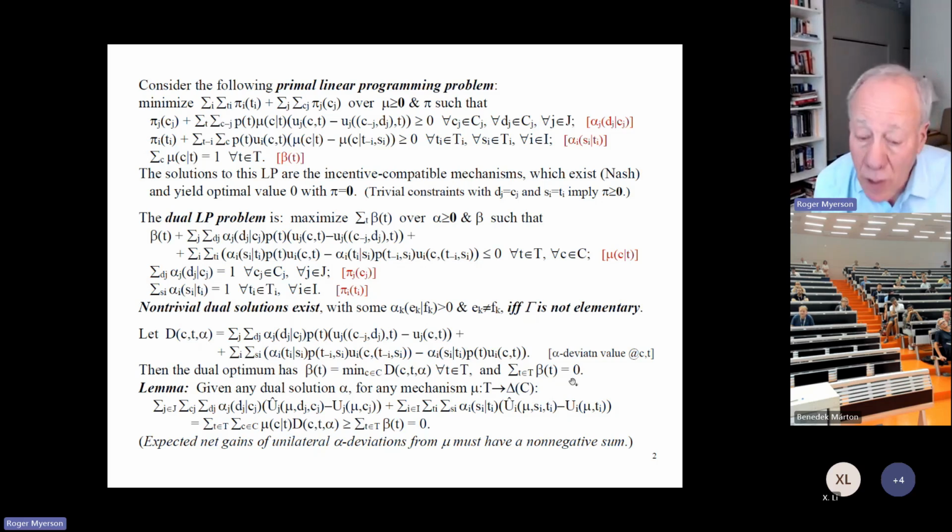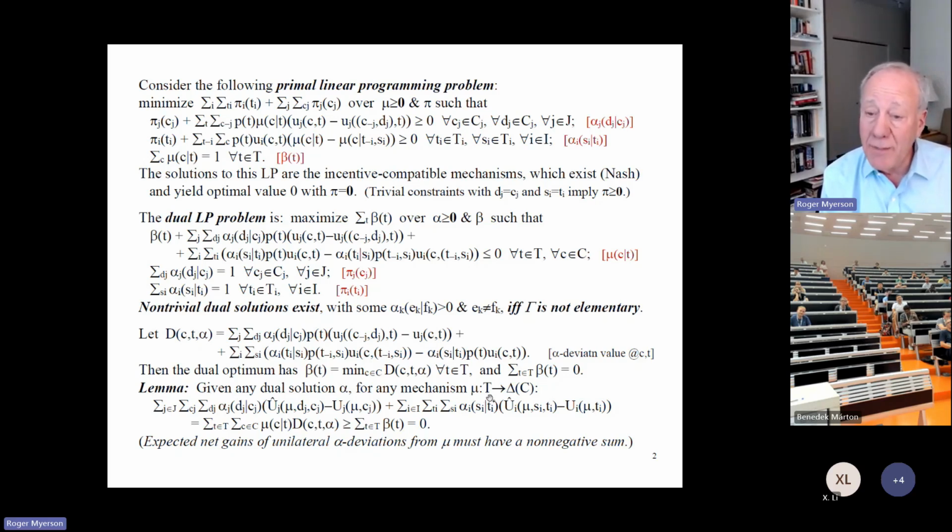Now comes the important lemma. This is the lemma that we're going to use again and again to understand dual reduction, get deep insights, and construct a new way of looking at general sender-receiver games. Given any dual solution alpha, an optimal solution to the dual, mu is not necessarily an incentive compatible mechanism, it's just a mechanism. It's a mechanism possibly not incentive compatible.